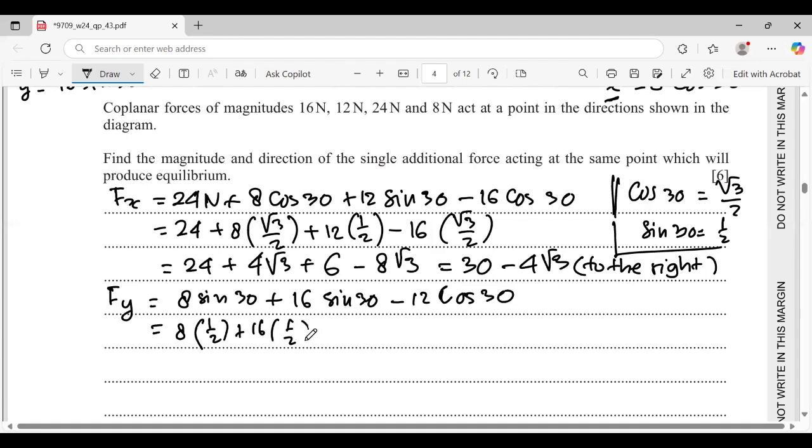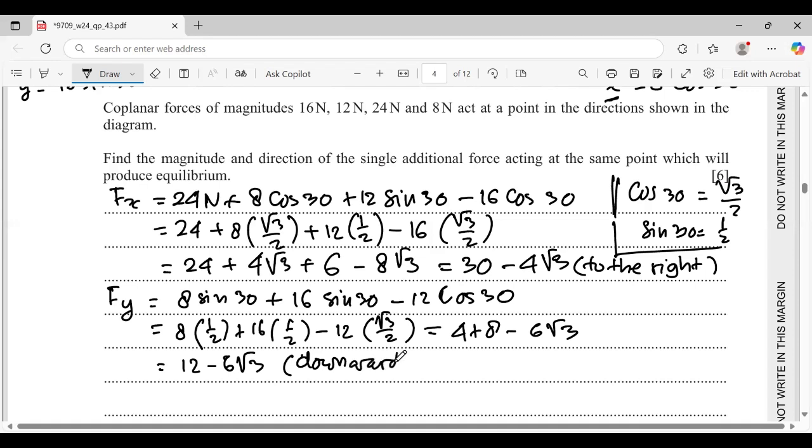comes 8 times sine 30, 1 half, so 16 times 1 half as well, minus 12 cosine 30, square root 3 half. When we calculate, it becomes 4 plus 8 minus 6 square root 3. So this is 12 minus 6 square root 3, and the direction is downwards. Okay.